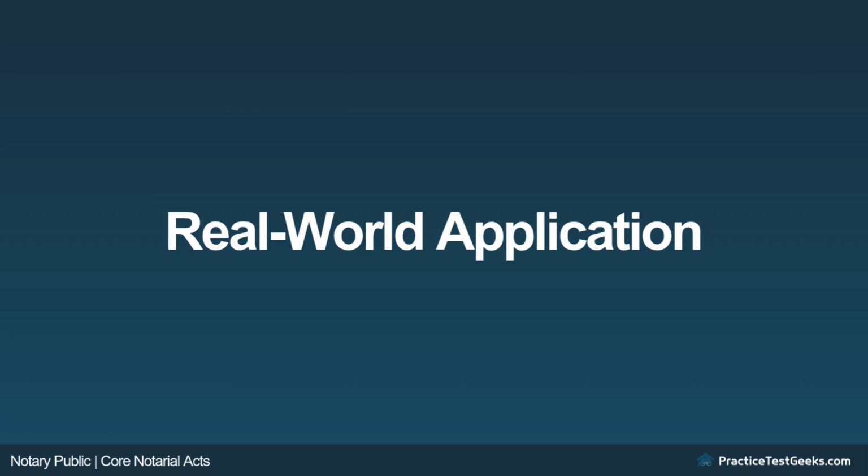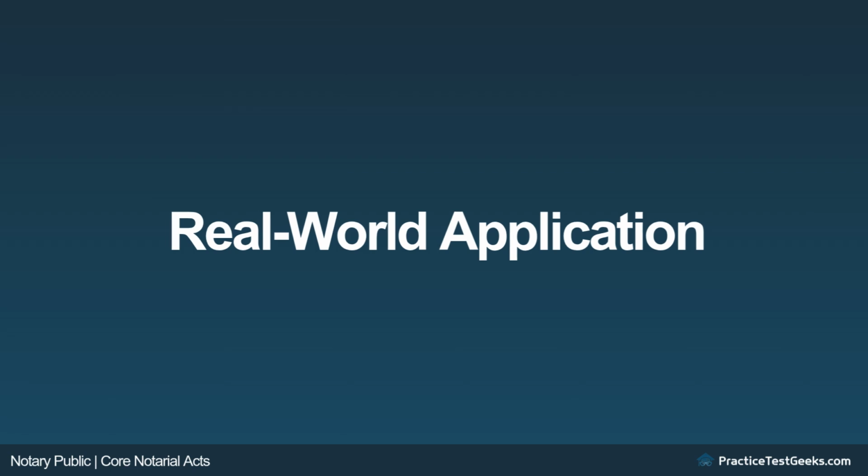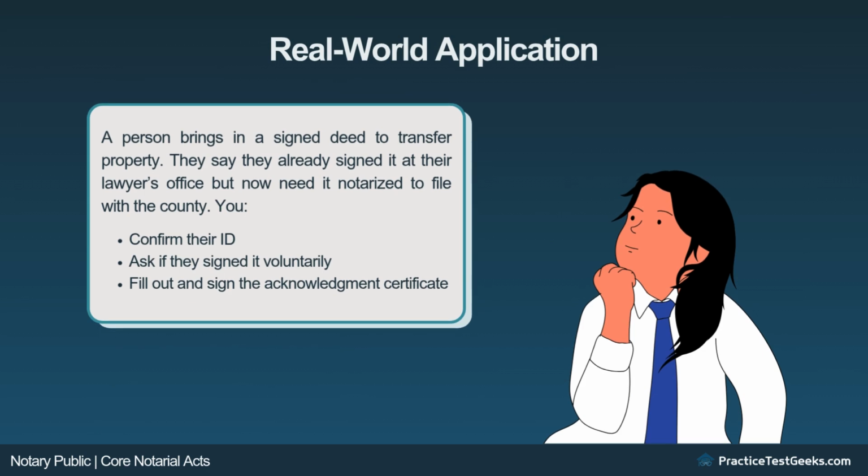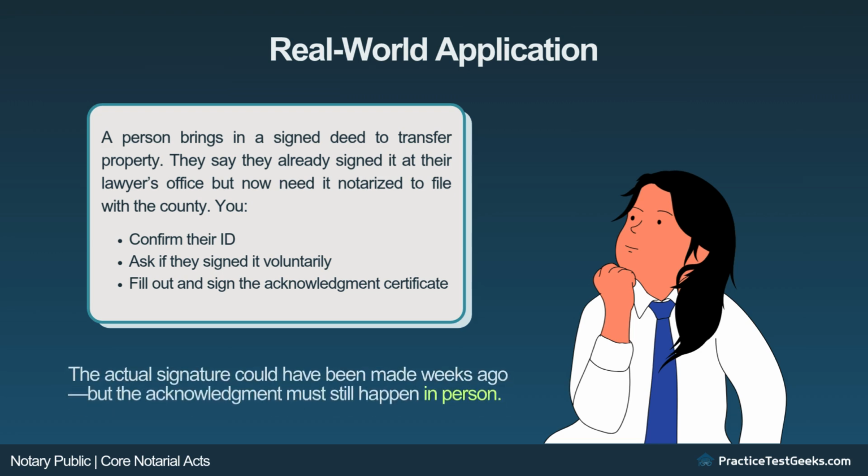Next, here's a scenario for real-world application. Here's the sample scenario. A person brings in a signed deed to transfer property. They say they already signed it at their lawyer's office, but now need it notarized to file with the county. You confirm their ID, ask if they signed it voluntarily, fill out and sign the acknowledgment certificate. Note that the actual signature could have been made weeks ago, but the acknowledgment must still happen in person.